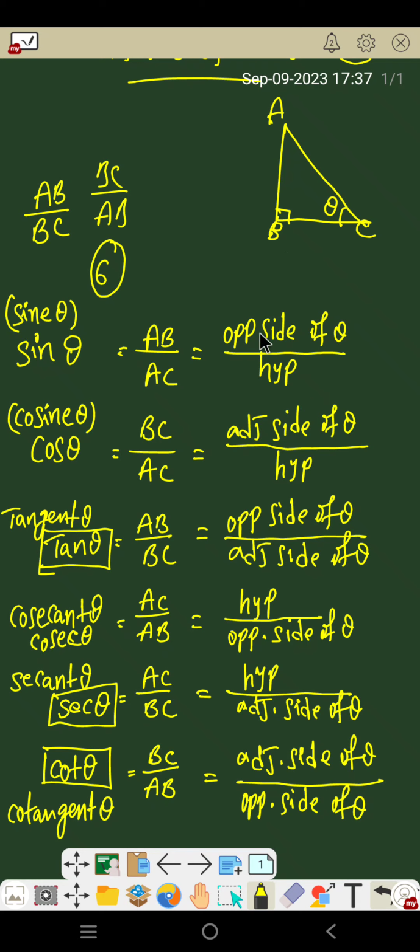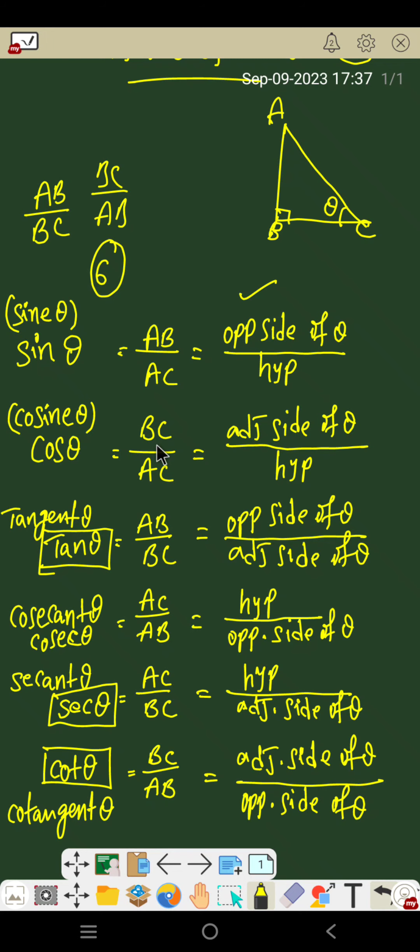See, sin theta formula, what? Opposite side by hypotenuse. Cos theta formula, adjacent side by hypotenuse. Tan theta, opposite side of theta by adjacent side of theta. Cosecant theta, hypotenuse by opposite side. Secant theta, hypotenuse by adjacent side of theta. Cot theta, adjacent side of theta by opposite side of theta.